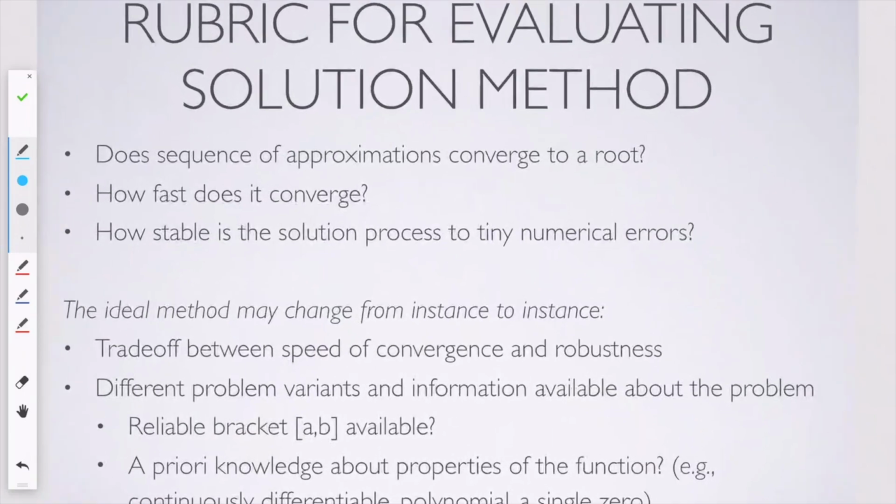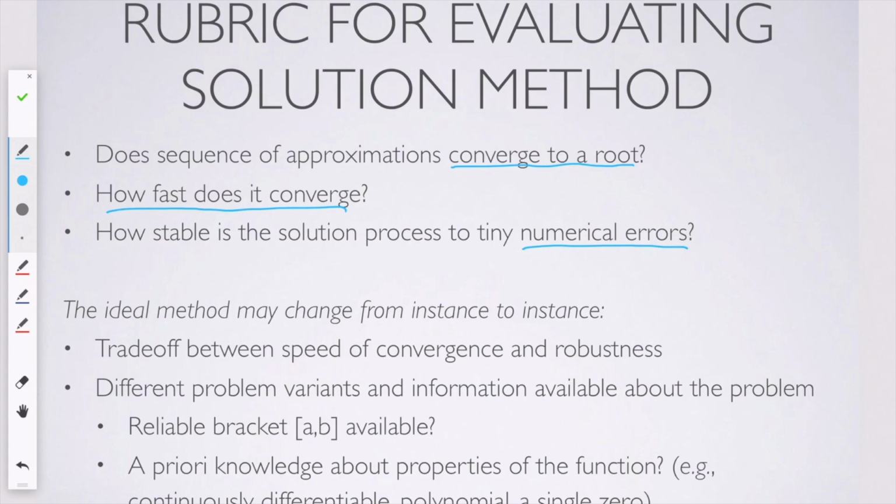But I think it's good for us to start by reviewing the rubric that we use for talking about how good a particular solution method is. So things we care about are, does the algorithm actually converge to a root? If so, how fast does it converge? And this next issue is one that you'll get into a little bit coming down the road, but it's how stable is the solution process to tiny numerical errors. This has to do with how numbers are stored on computers, which is a very important topic that you will learn more about. But of course, whatever the ideal method is might change depending on context.